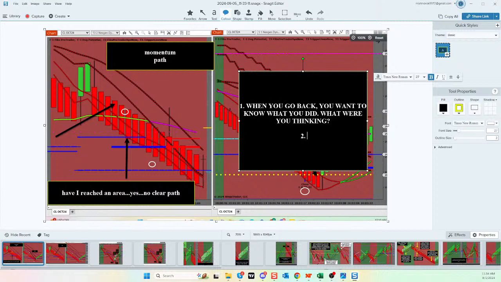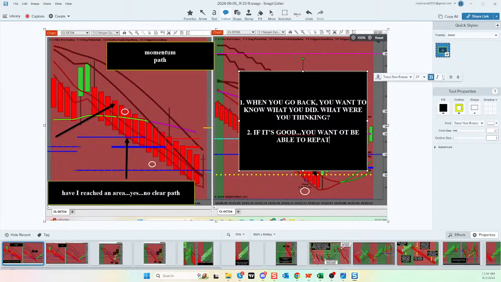And then two, if it's good, you want to be able to repeat it. And that's kind of the whole reason for annotation.